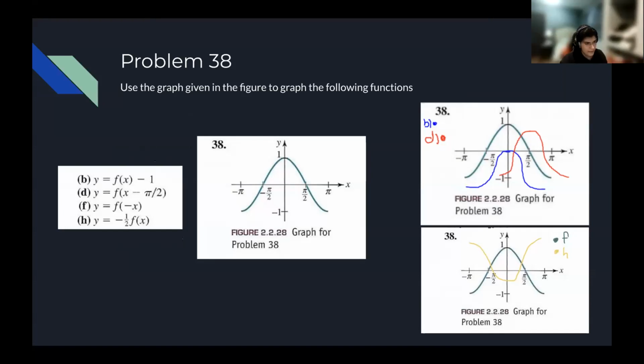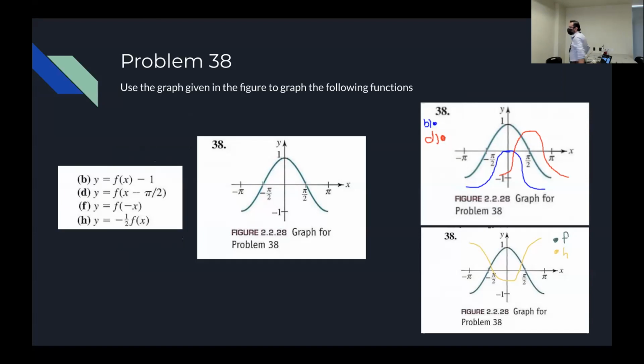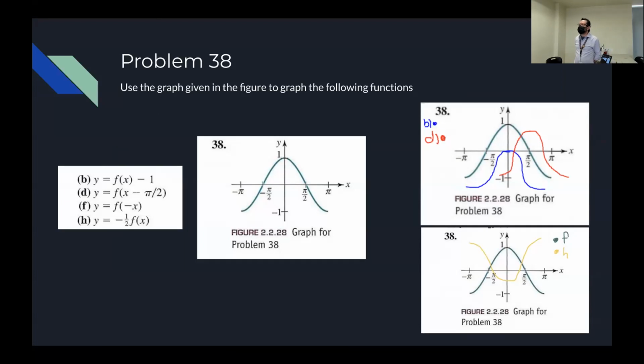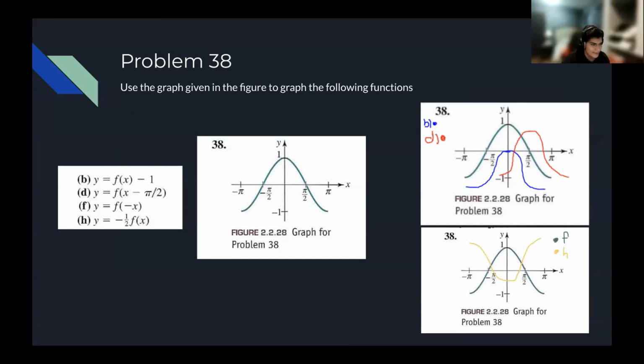Okay, this is problem 38. I'm going to be presenting the first two letters, B and D. In letter B, we can see the -1 in the function, and that indicates it's going to shift 1 unit down, in this case to the origin, 0, because it was originally at 1 on the y-axis. And letter D, it shifts half a unit, pi divided by 2, to the right. Same thing because of the function, the minus pi divided by 2.